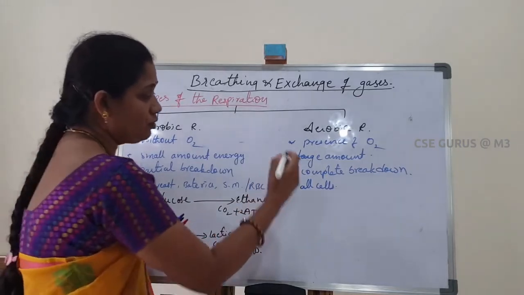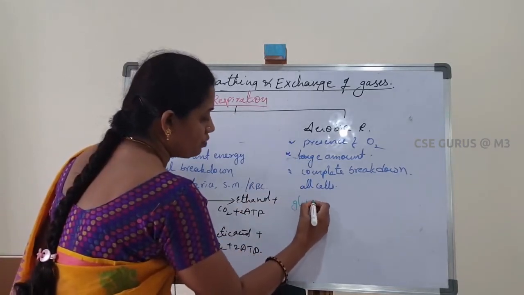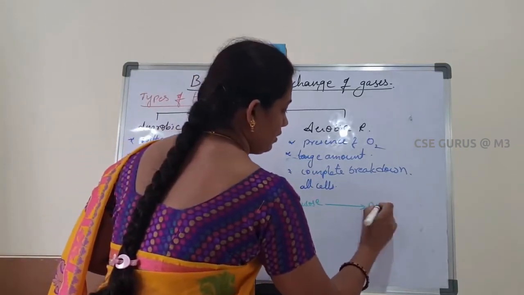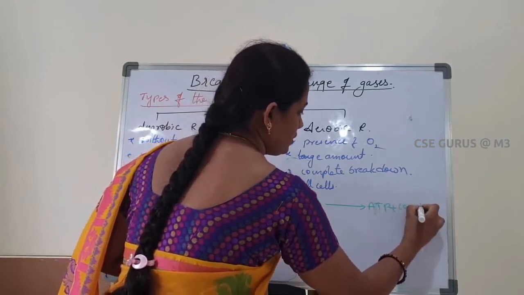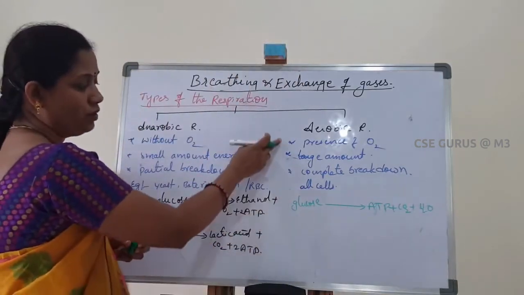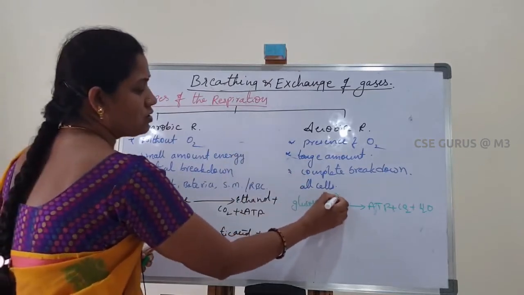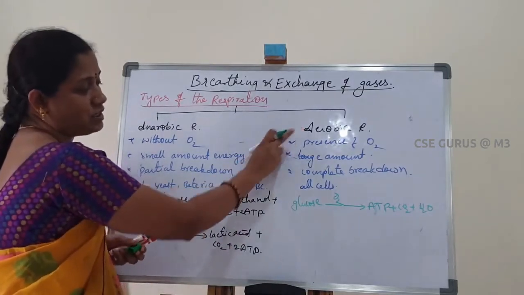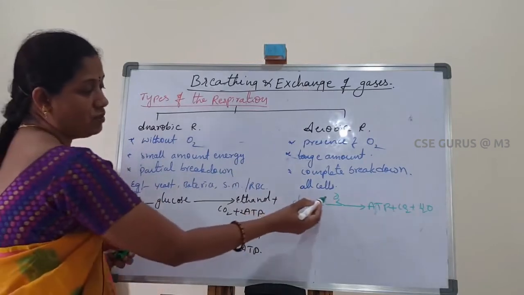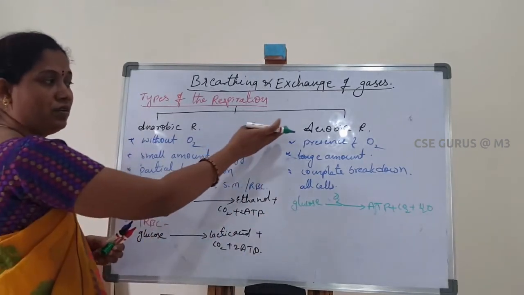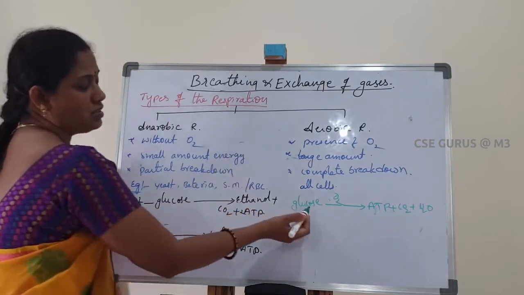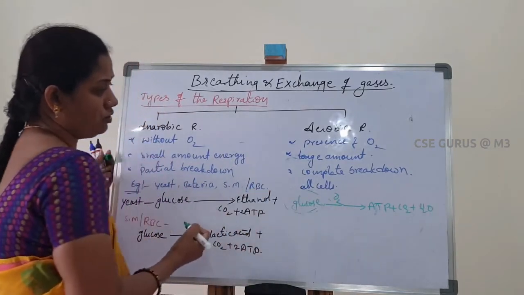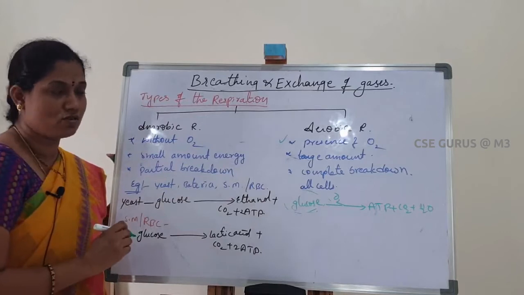Next, in aerobic respiration, what will happen? For example, glucose breaks down into ATP plus CO2 plus water. So what are the points? The first point is the presence of oxygen. This respiration process takes place in the presence of oxygen. Without oxygen, aerobic respiration is absent. These glucose molecules are broken down by oxygen molecules.